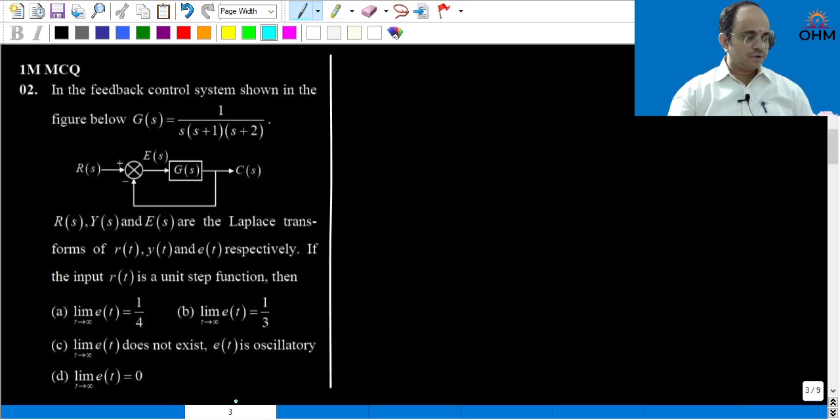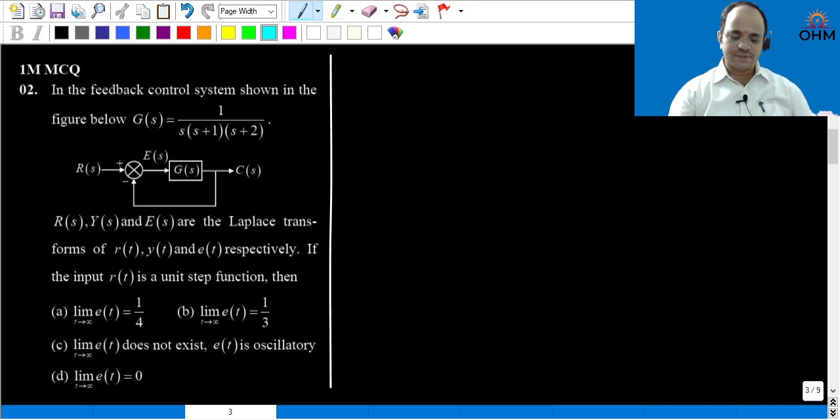Now, let us look into the next question. This is also a 1 mark question. It is an easy question, but there is a slight twist in the problem. In the feedback control system shown in the figure below, the forward transfer function G(s) is given, that is 1 by s into (s plus 1) into (s plus 2). Notation is the same, R(s), Y(s) and E(s) are the Laplace transforms of input, output and error function respectively. Now, if the input r(t) is a unit step function, then which option is correct?